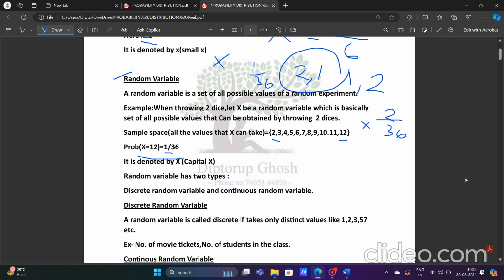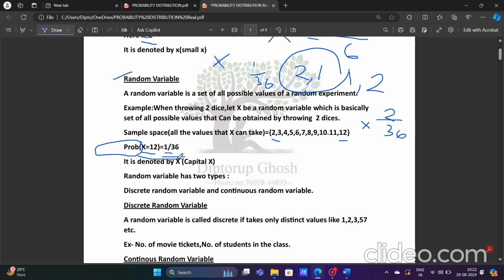All the results of that experiment can be shown by x, but what value x will take is supposed to be represented by a probability. Just like in this case, x taking the value of 12, what is the probability of that? 1 by 36. X taking the value of 12, what is the probability of that? It is 1 by 36.